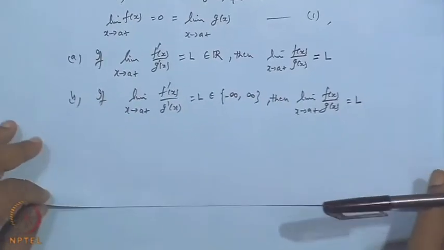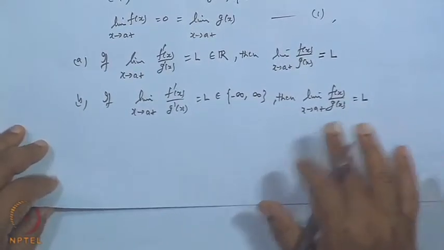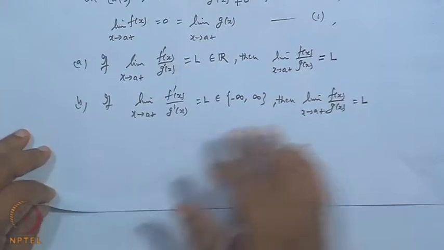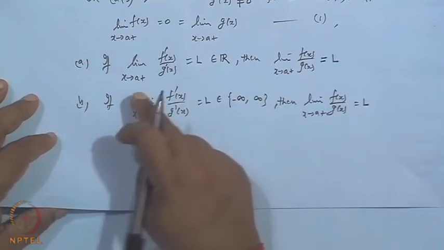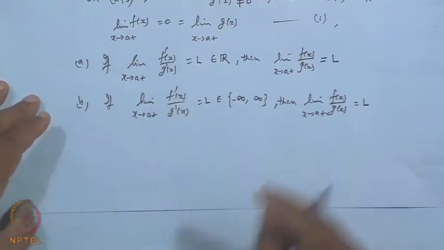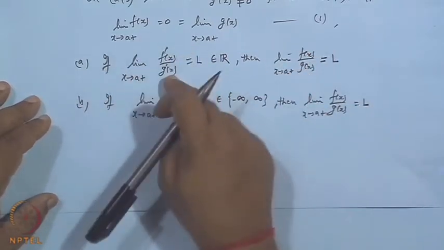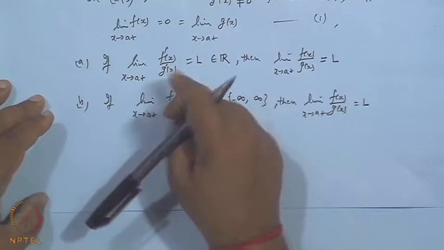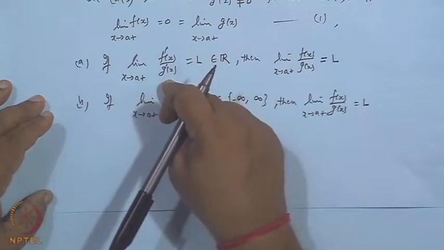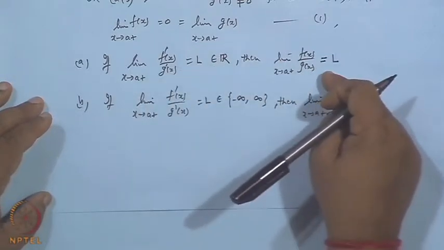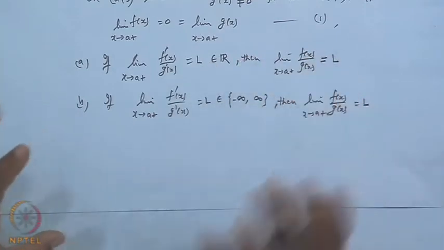So, what this rule says is that if we assume the differentiability of the functions, but not necessarily at the point a, then the behavior of the limit of f(x) by g(x) and the behavior of the limit of f'(x) over g'(x) will be the same. That is, the limiting behavior of f' over g' will be the same as the limiting behavior of f(x) by g(x), whether L is finite, or infinite, or minus infinity.